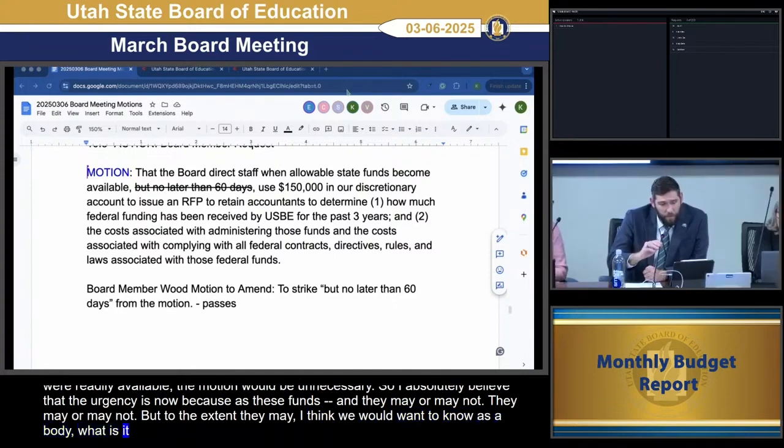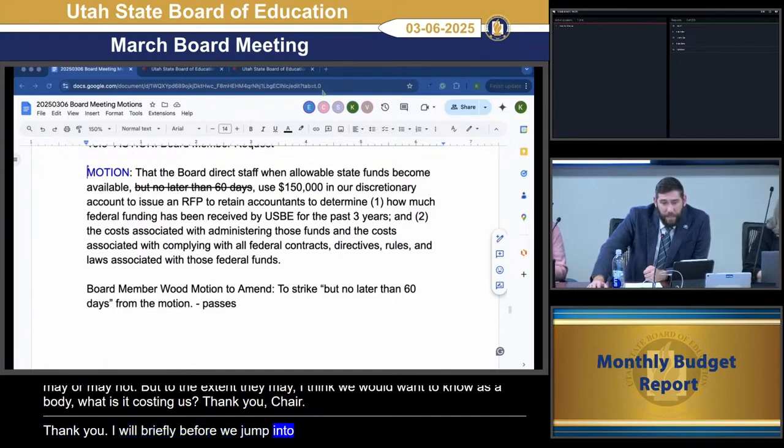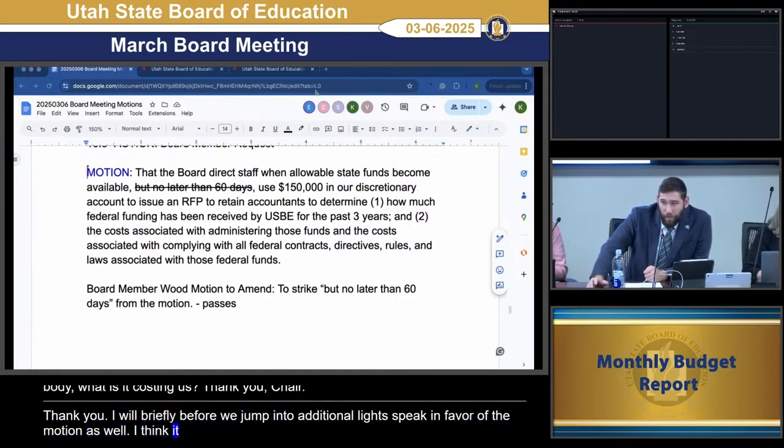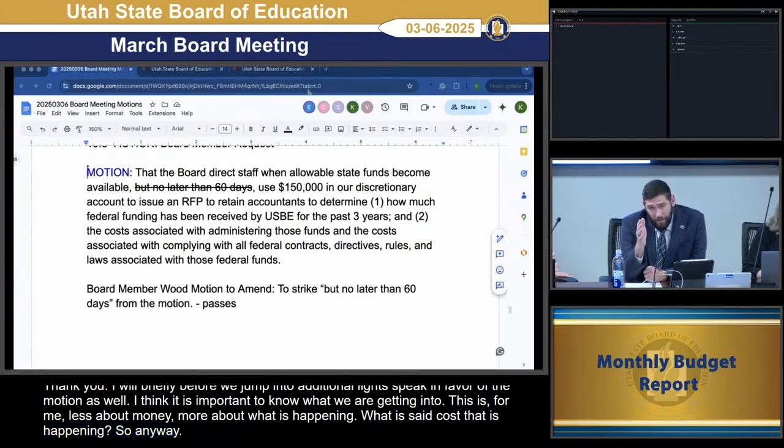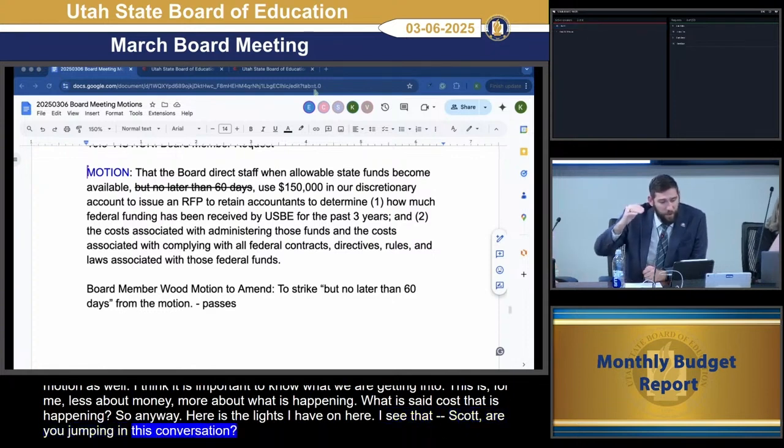I'll briefly, before we jump into additional lights, speak in favor of the motion as well. I think it is important to know what we're getting into. This is, for me, less about money, more about what is happening, what is said cost that's happening. So anyway, here are the lights that I have on here. I see Scott, are you jumping in this conversation? Okay, so Scott will give us clarity on availability of funds, and then I've got Member Kelly, Member Earl, Member Davis, and Member Lear.